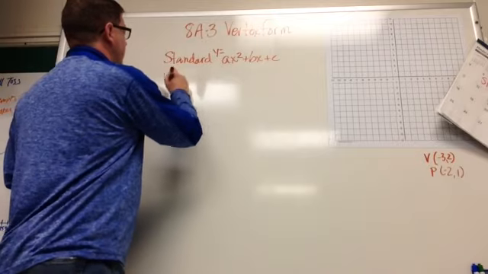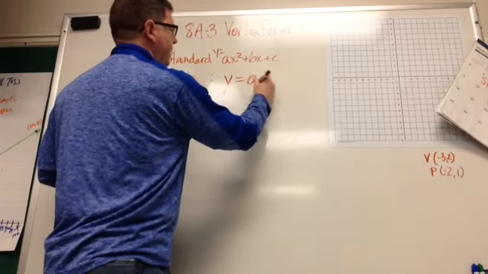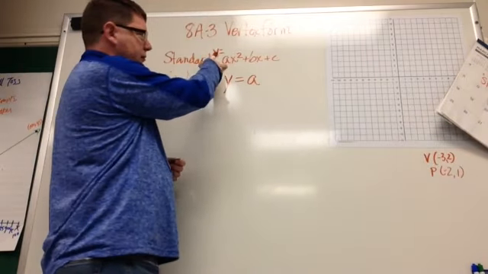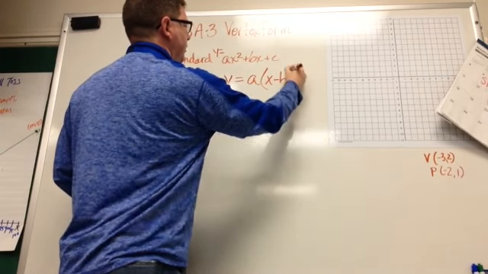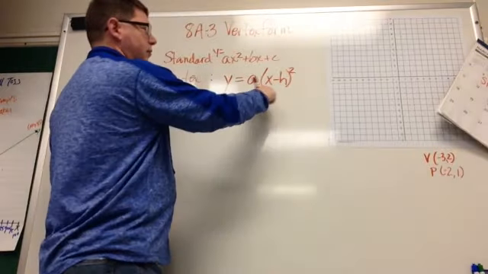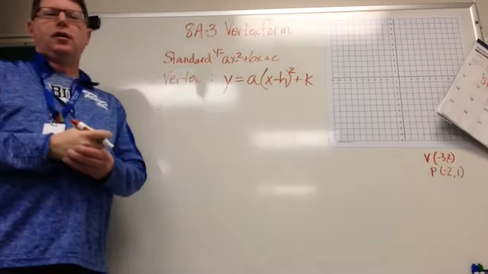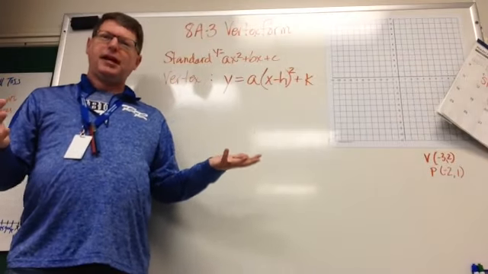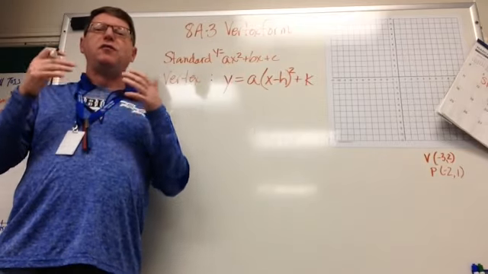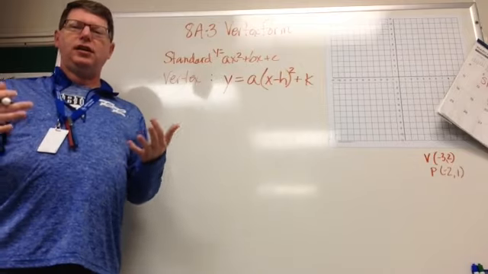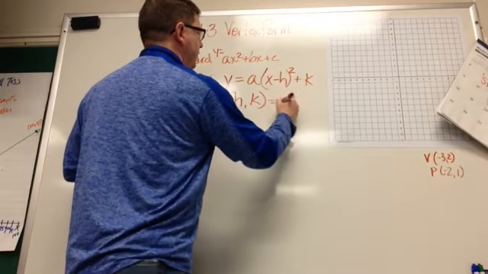Vertex form is y equals a, and that's the same a as in ax squared plus bx plus c, times the quantity of x minus h squared, binomial squared, plus k. And I bet you're rolling your eyes because we had two more letters, h and k. Where in the world did h and k come from? Well, h and k are the vertex of the parabola. So h comma k is the vertex.